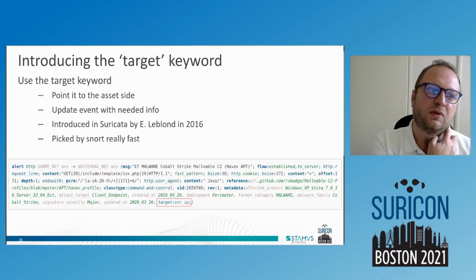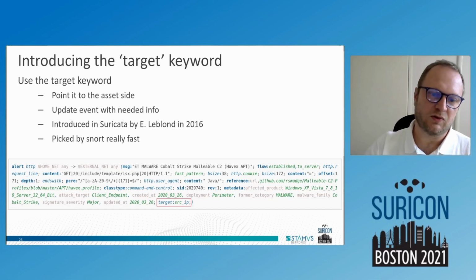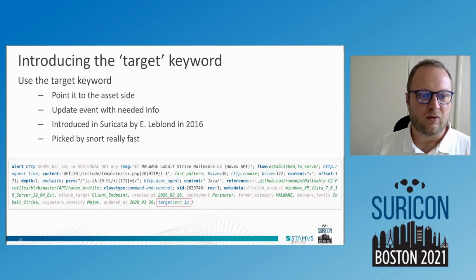So what you can do is use something that I introduced in 2016, something like five years ago, which is the target keyword that allows you to point to the asset side. If you manage this, it's quite simple. Take the signature here, for example, we've got ET malware Global Strike, and we have Omnet on the left, and we are looking at some content, which is the GET, which proves that the source IP is doing a request that proves that it is compromised. So in this case, target is the source IP. You can add this keyword on the signature.